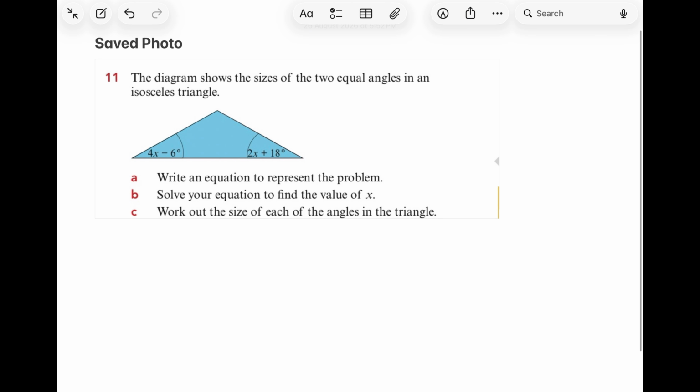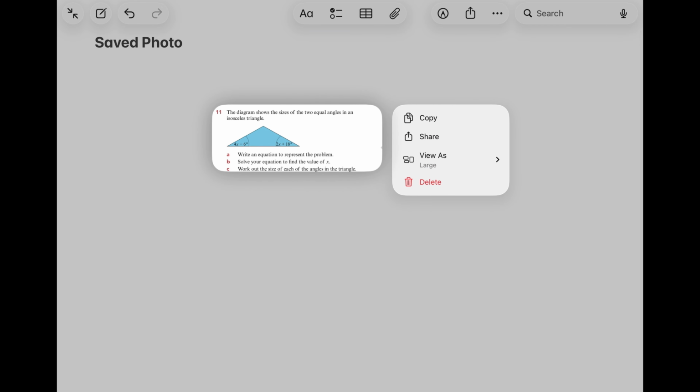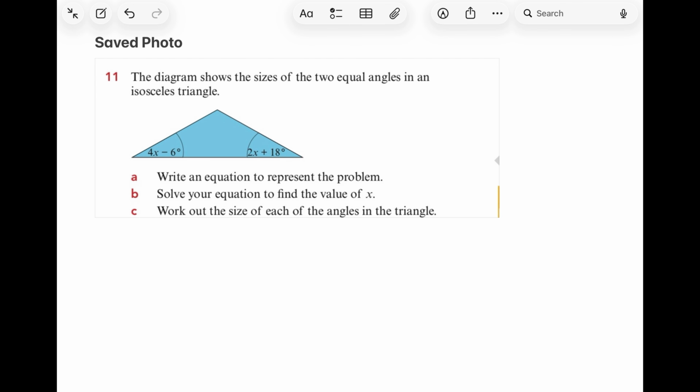Similarly, I told you that this angle and this angle will also be equal, right? So can I say 4x minus 6 will be equal to 2x plus 18. We know that these two angles are equal. They told us to write the equation to represent the problem. So the equation is already ready. After writing the equation, part B says to solve the equation and find the value of x. That means we have to find the value of this unknown x.